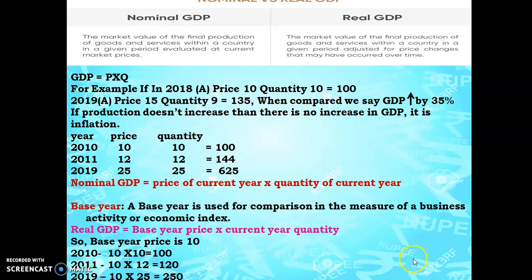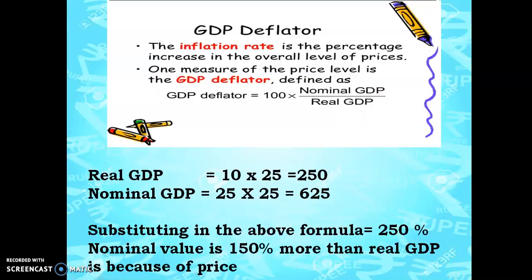Now we have one more concept. Why is the screen not moving? One second. Yeah. So coming to this, what we call it is the GDP deflator.